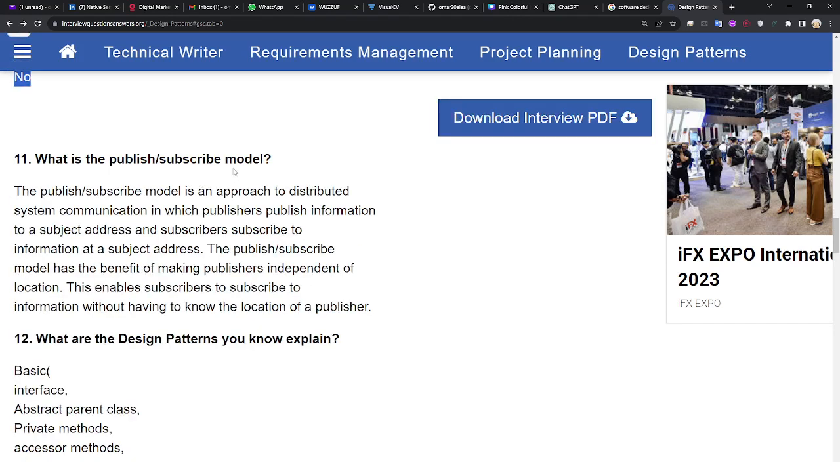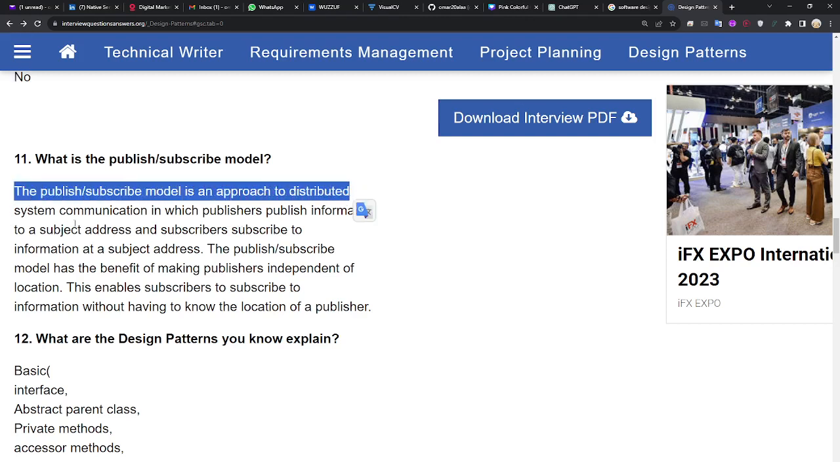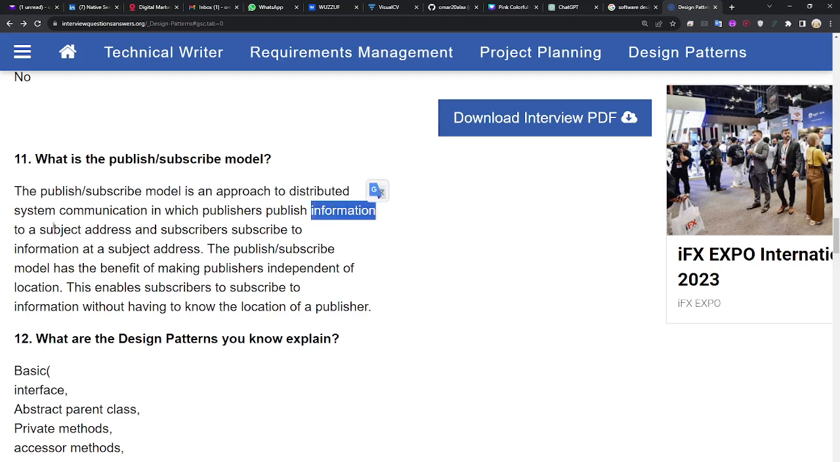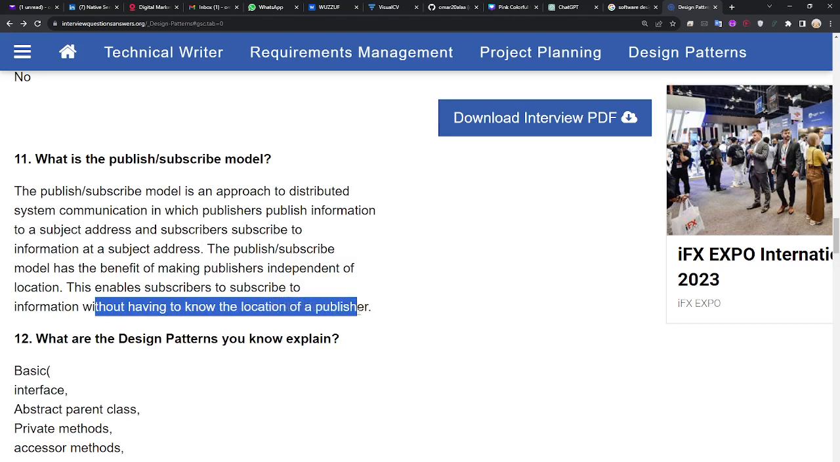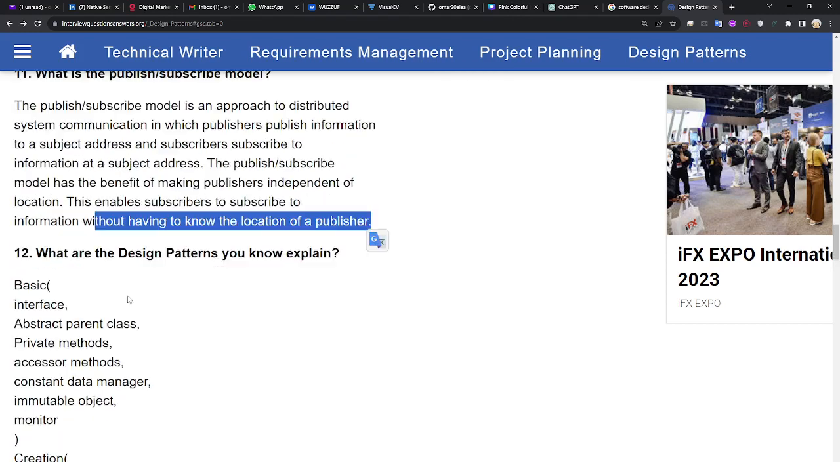publish subscribe model? The publish subscribe model is an approach to distributed system communication in which publishers publish information to a subject address and subscribers subscribe to information at a subject address. The publish subscribe model has the benefit of making a publisher independent of location. This enables subscribers to subscribe to information without having to know the location of a publisher.